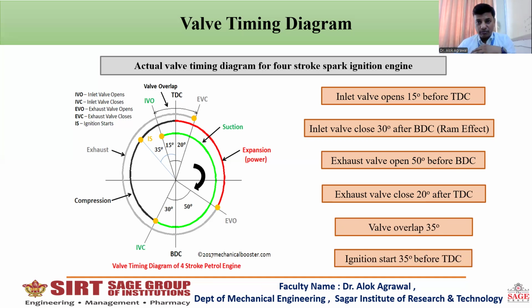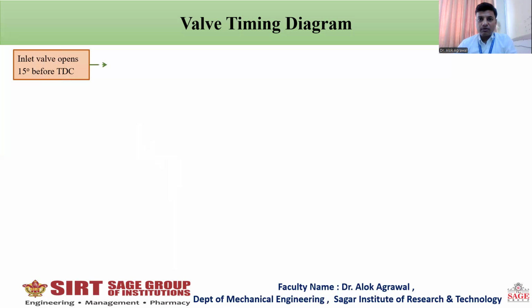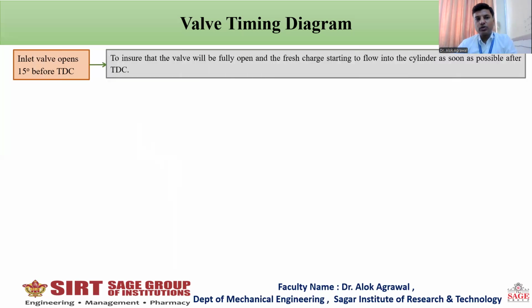So our motto is that when the piston starts its power stroke, at that time the fuel is completely burned and ready to give its thermal energy to the piston. That is why we make it 35 degrees before TDC. So let us see in detail why the opening and closing of the valves takes place apart from TDC and BDC.